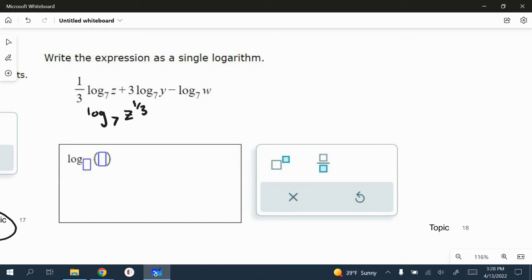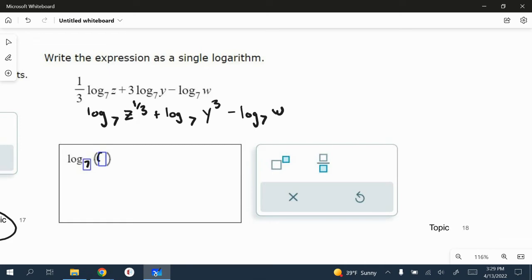And then we'll do plus log base 7, there I did it again, of y to the 3rd power minus log base 7 of w. And since there was no number in front of that log, I'm not going to make it an exponent. And then our next step, I think we can maybe make this our final step here, would be log base 7, right? That's what we want.